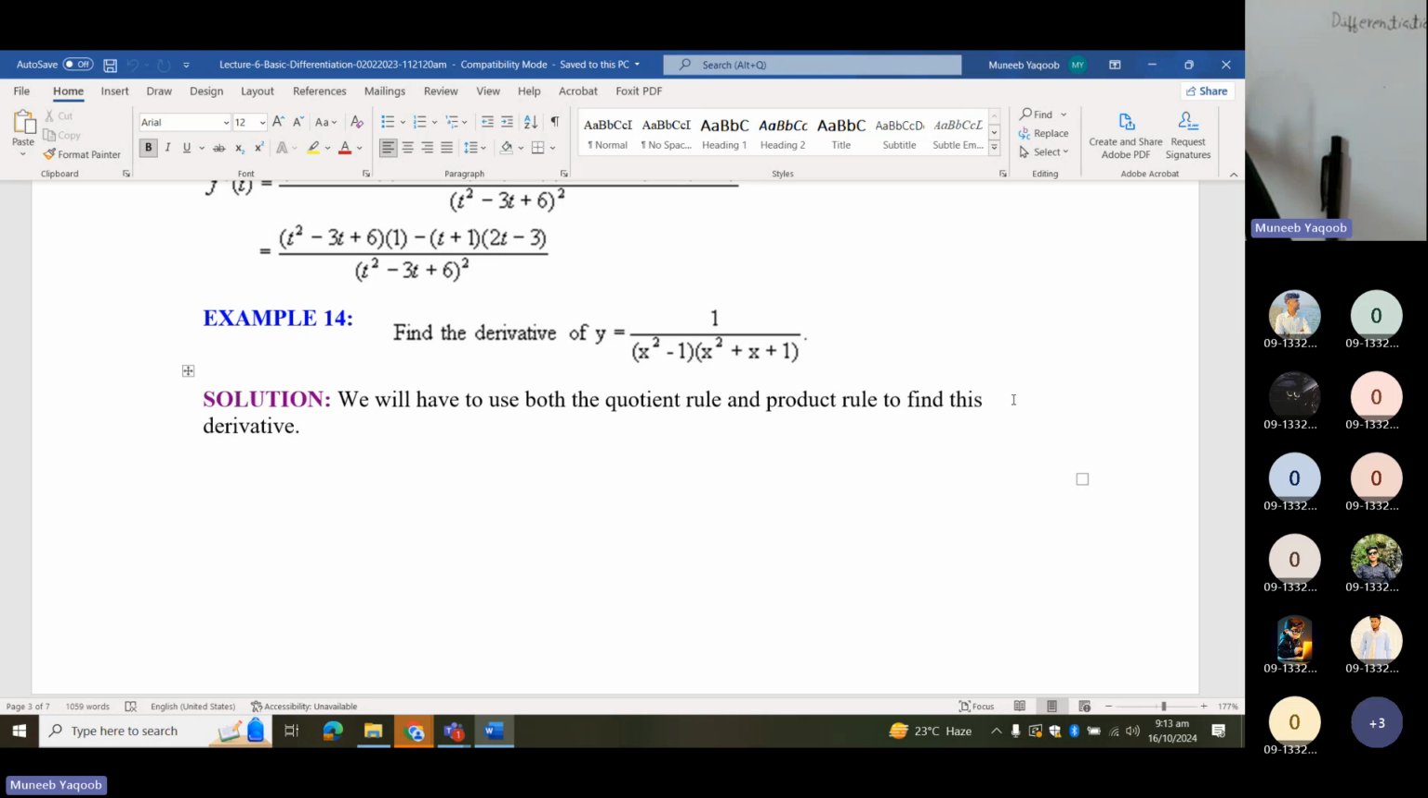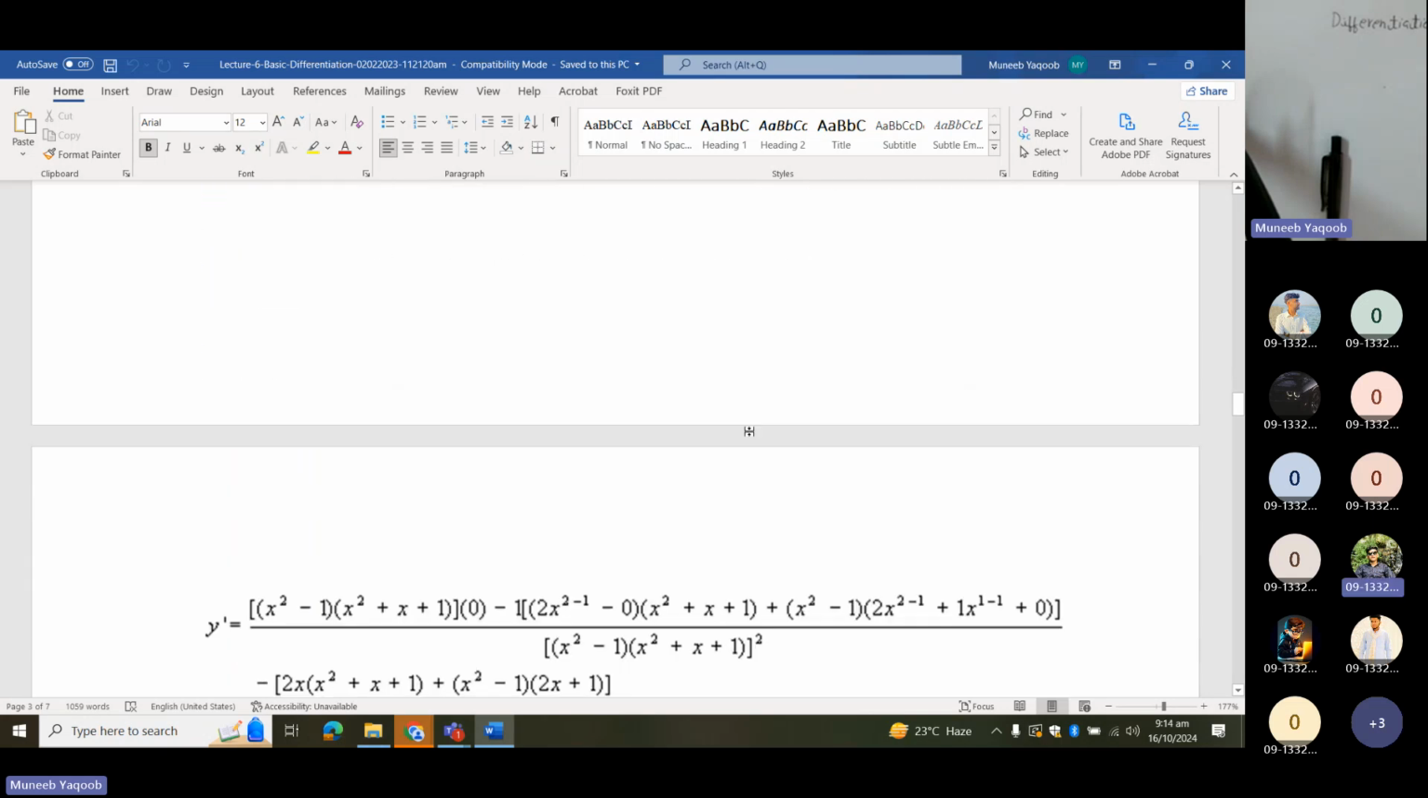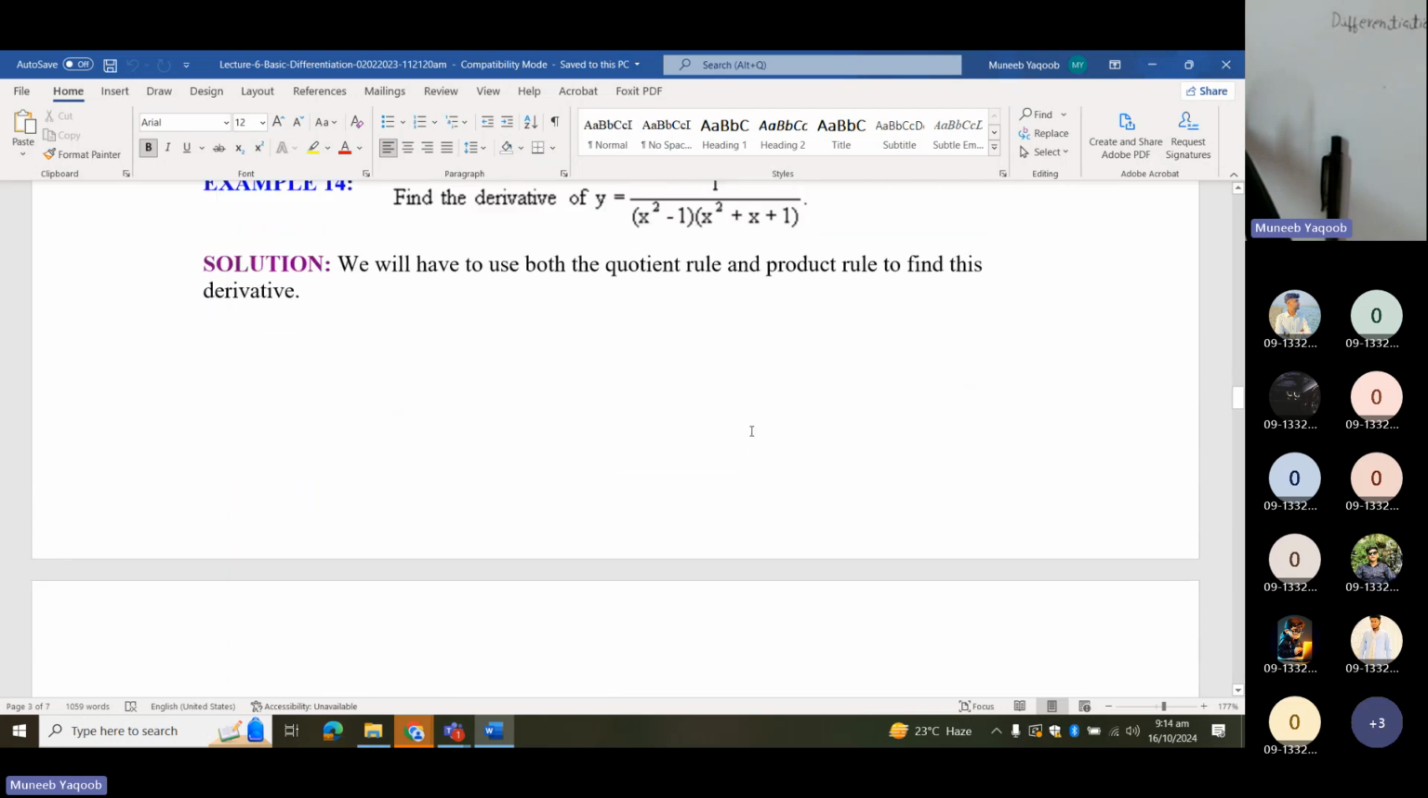So we will start with the quotient rule, that we will calculate the derivative of 1, which will be 0, and we will multiply it with the denominator, that is x square minus 1 into x square plus x plus 1. So in the next page, yeah.